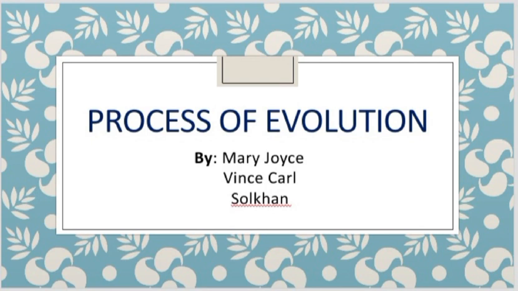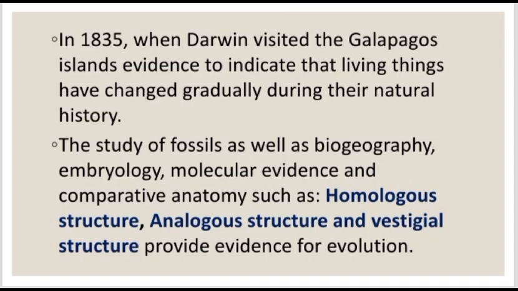An interesting topic, which is the process of evolution. In this report, we'll explain how evolution happened and the different processes involved. So let's start. In 1835, when Darwin visited the Galapagos Islands, evidence indicated that living things have changed gradually during their natural history. The study of fossils, as well as biogeography, embryology, molecular evidence, and comparative anatomy, such as homologous structures, analogous structures, and vestigial structures, provide evidence for evolution.